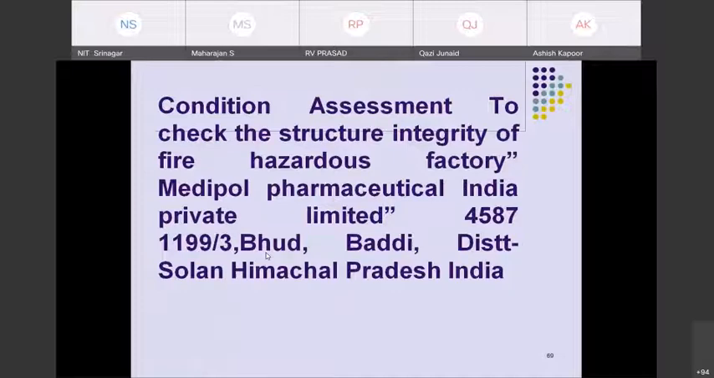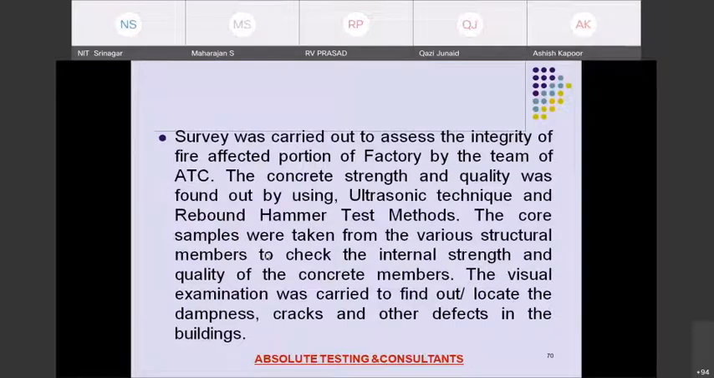we have seen, or you may have heard, that there are a lot of fire incidents happening nowadays. So one example is Medipol Pharmaceutical India Private Limited in Baddi district, Solan, Himachal Pradesh. What we have done is, a survey was carried out to assess the integrity of the fire affected portion of the factory by the team of our company.